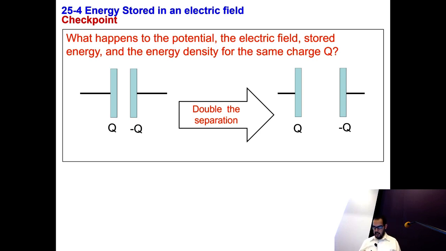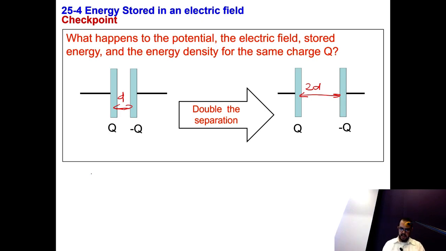Let's try to do this example here. We did something very similar before, but now we're going to do it much more elaborately. What happens to the potential, the electric field, the stored energy, and the energy density for the same charge Q? If we have a capacitor that has a charge Q, and we double the separation, so we have D here and 2D here. We said yesterday, since the capacitor is not connected to anything, the charge is conserved. The charge has nowhere to go, so it will stay at Q and minus Q.